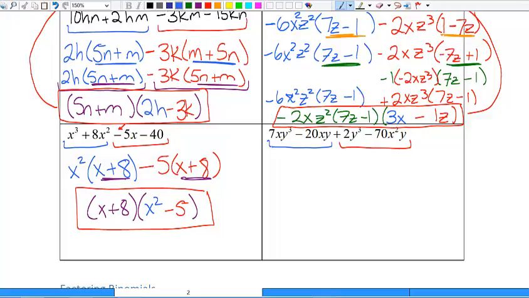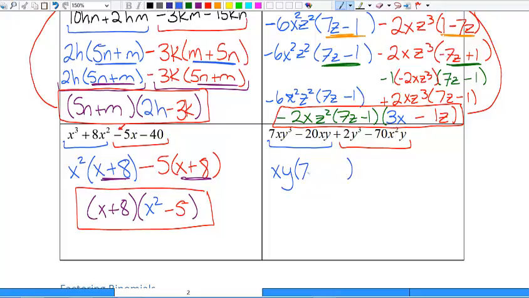In the blue group, I have a GCF of, well, nothing between 7 and 21 other than 1. I'm not going to take a 1 out of a GCF, that's not necessary. Between x and x, there's a GCF of x, and between y cubed and y, there's a GCF of y. So what do I have left when I take out an x and a y?